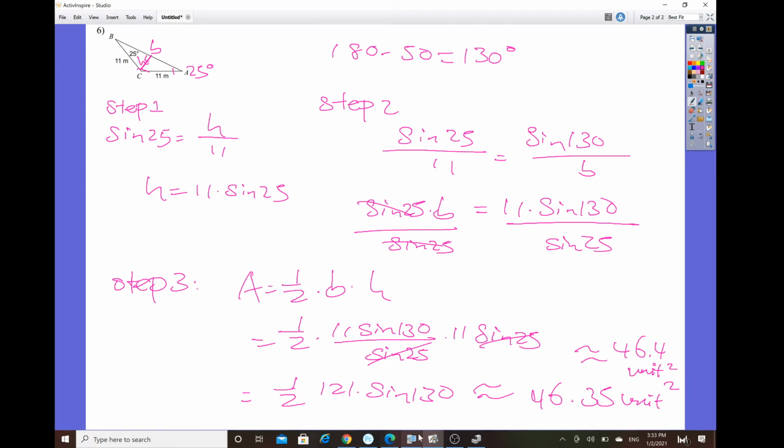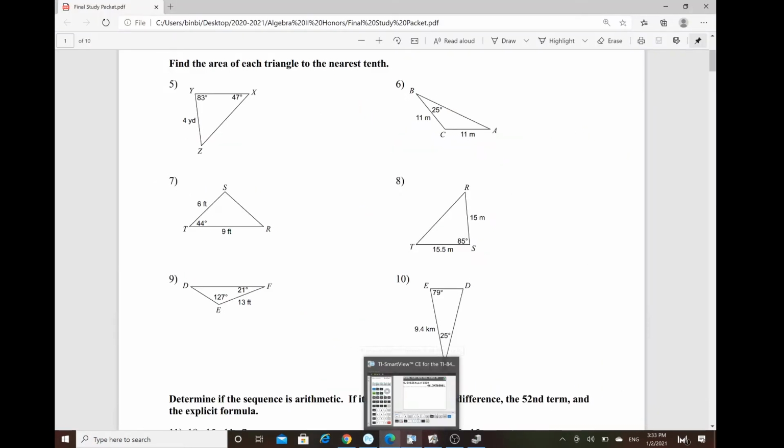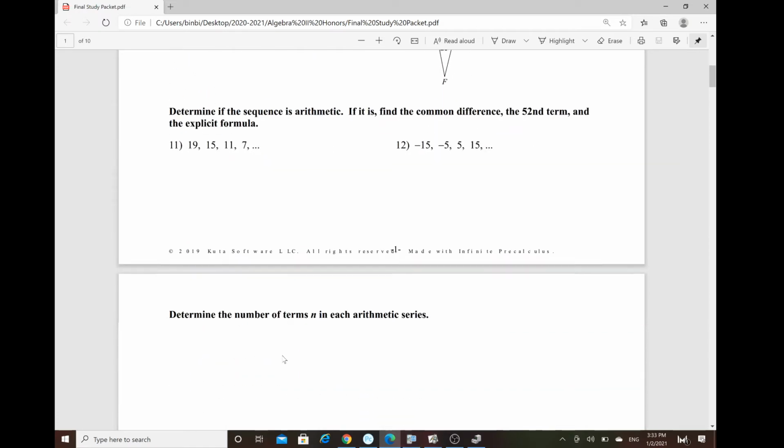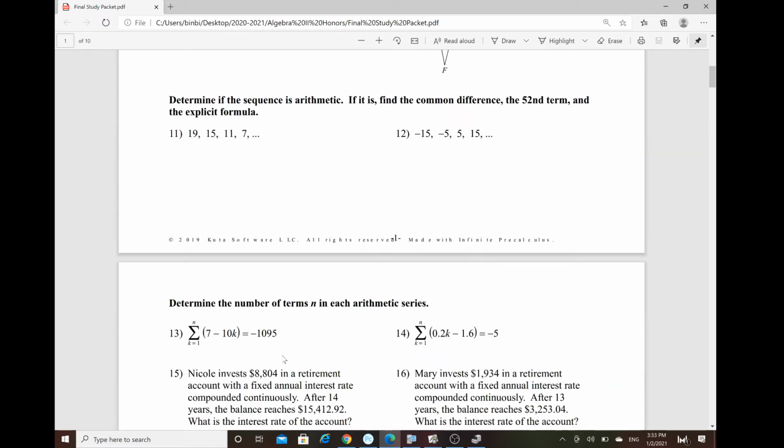Okay, now let's go back to the template and see what else we have. The next type of problem is about sequences and series. Determine if the sequence is arithmetic. If it's an arithmetic sequence, find the common difference, the 52nd term, and the explicit formula. Let's take a look at number 12.